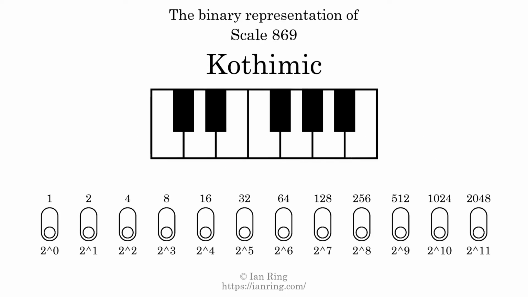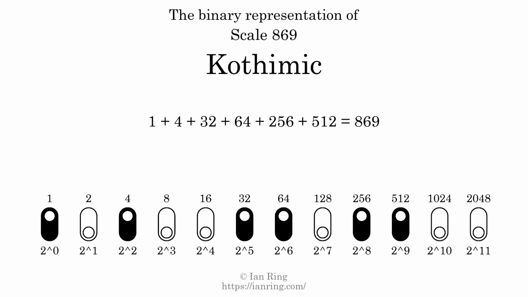The binary representation of this scale is determined by mapping tones of the scale to binary digits. Each binary digit represents a power of 2. To get the scale number, we add the powers of 2 together. The powers of 2 that are present in the scale, all added together, equals 869. That is why the scale number, in decimal, is 869.